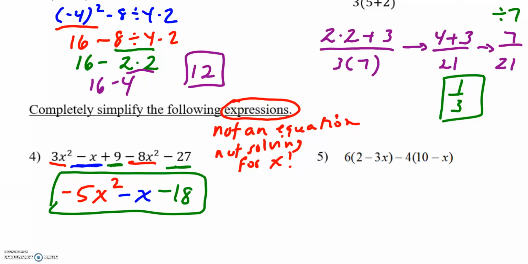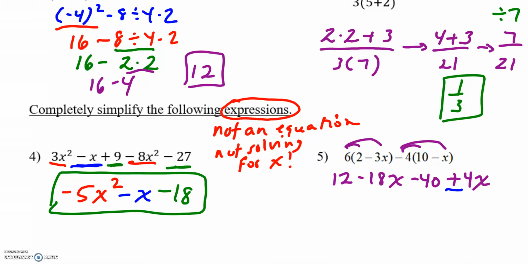Number 5 is asking you to do the same thing. Let me distribute first and then combine like terms. If I did that, I would get 12 minus 18x minus 40, and then negative 4 times negative x is positive 4x. Please, please be careful about this.